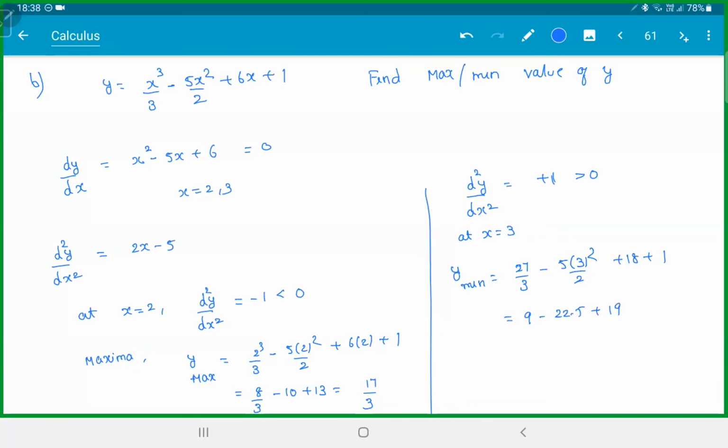How much is this? 3.5, 6.5? Am I right? Or 5.5? 5.5. All got that? So 5.5 is minimum and 17 by 3 is maximum.